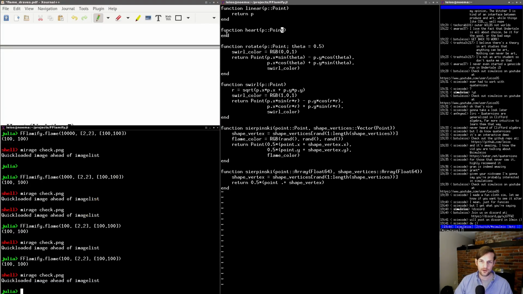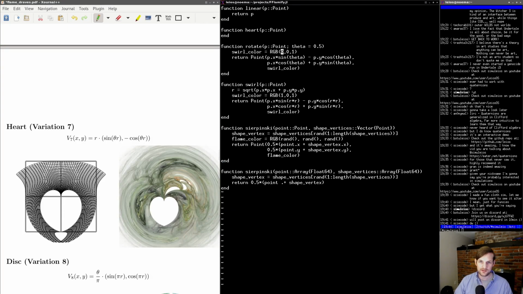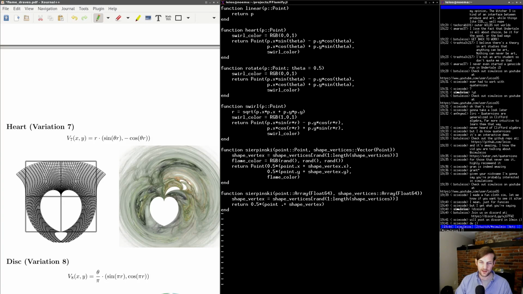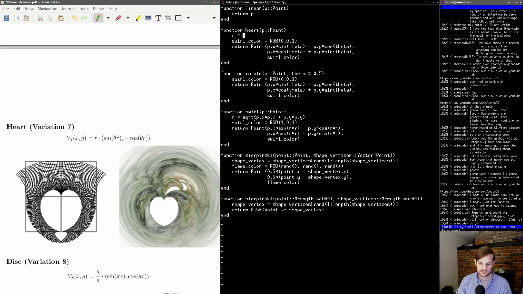So similar to before, we're going to grab these in here and do yank for yank, paste it up here. We're going to define an R equal to the square root of p.x times p.x plus p.y times p.y. Okay. The swirl color here obviously has to be pink. It's a heart, you know.